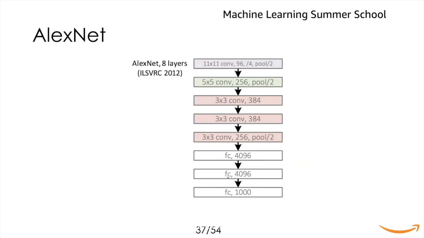So this is the architecture of AlexNet. AlexNet has 8 layers, as we've previously seen, 5 conv and 3 FC layers. The first conv layer is of dimension 11 cross 11 with 96 filters and a stride of 4, and a pool size of 3 cross 3 with a stride of 2. Then you have a bank of 5 cross 5 filters, followed by 3 banks of 3 cross 3 convolutional filters.